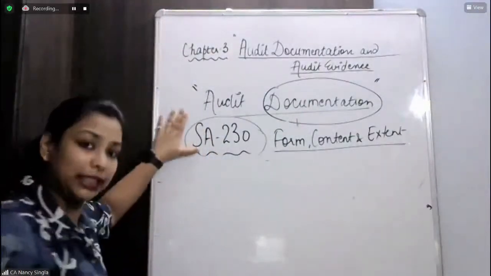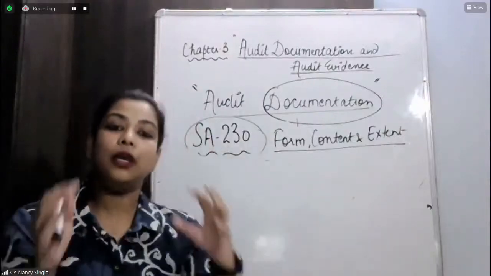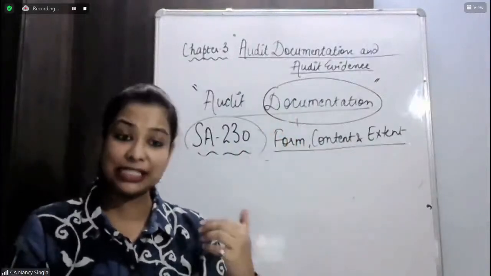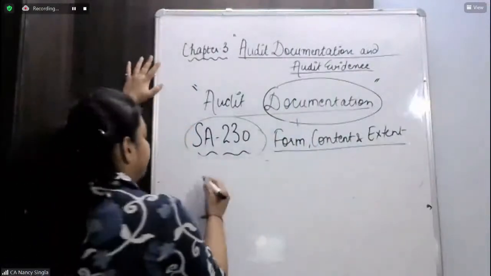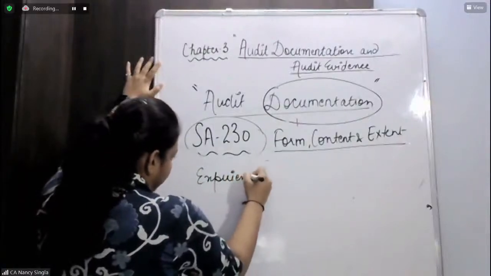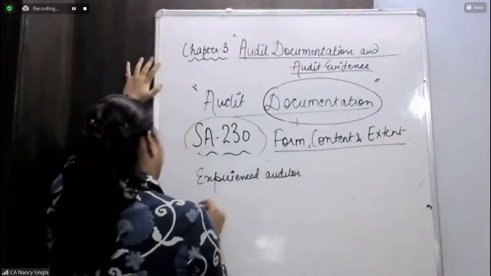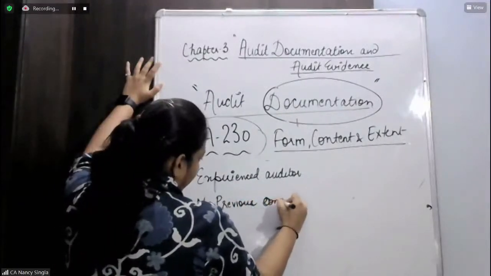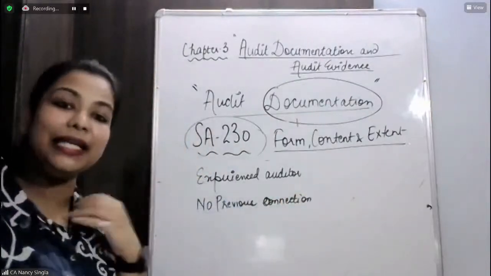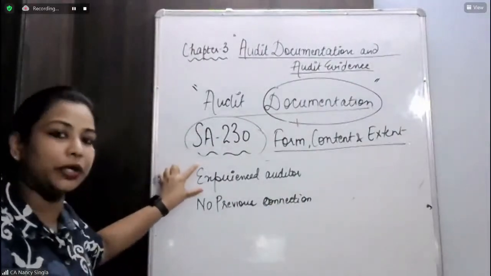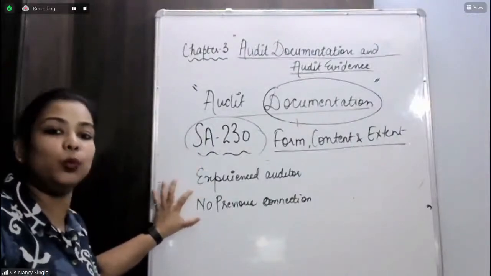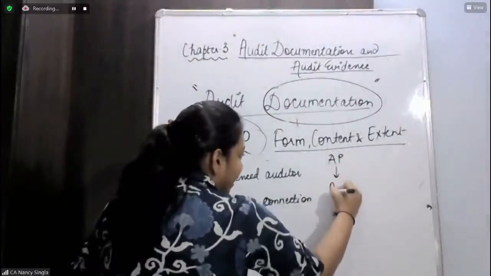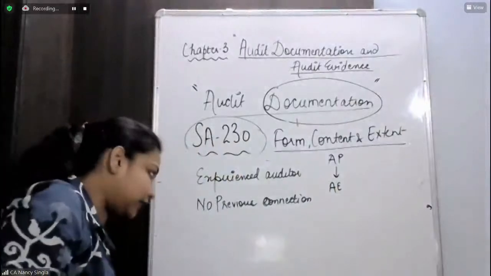See, SA 230 says, you do one thing. You maintain the audit documentation of your audit procedures performed, audit evidences obtained and conclusions that you have reached in such a way that, listen to this carefully, an experienced auditor having no previous connection with this client should be able to understand what audit procedures you performed and what evidences you have obtained.